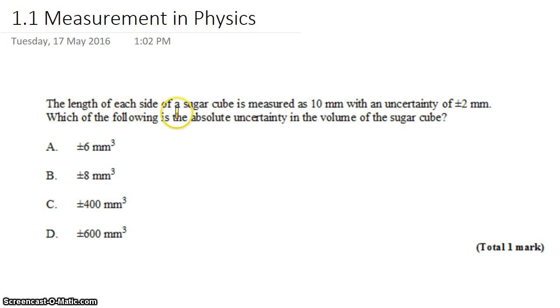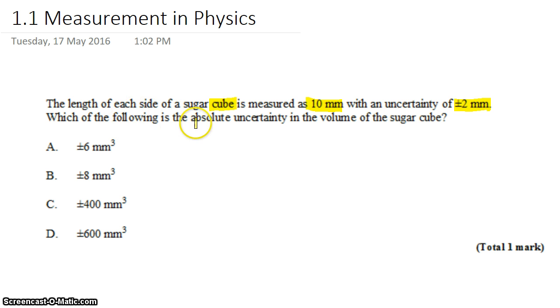The length of each side of a cube is measured as 10 millimeters with an uncertainty of plus or minus 2 millimeters. That means that we think that the side of the cube is 10 millimeters, but because of the limit of precision of our tool or some other reason, strange bumps on the side of the cube causing us to get different measurements every time we take a measurement, who knows? For some reason, we think that the side of the cube could be as high as 12 millimeters, or as low as 8 millimeters. So 10 plus or minus 2 millimeters.